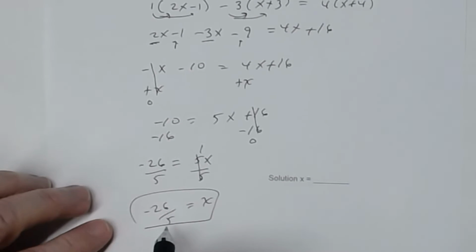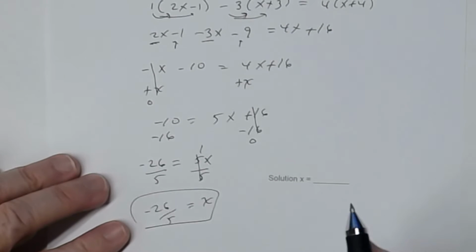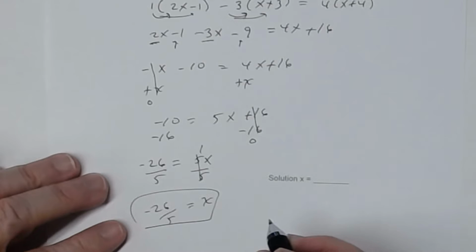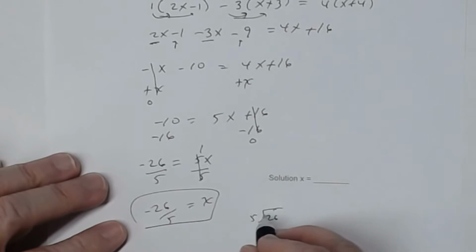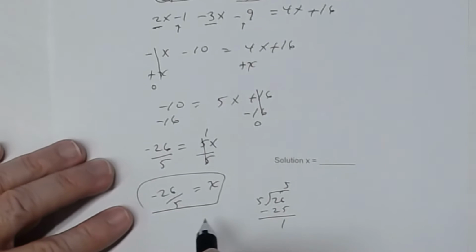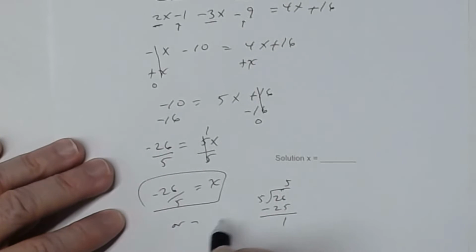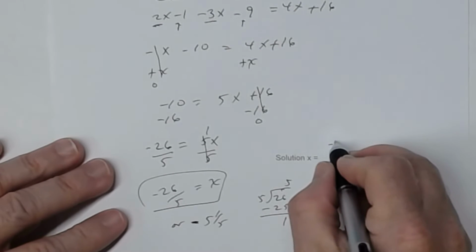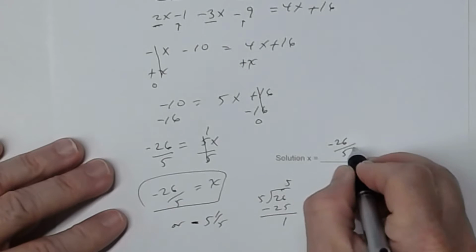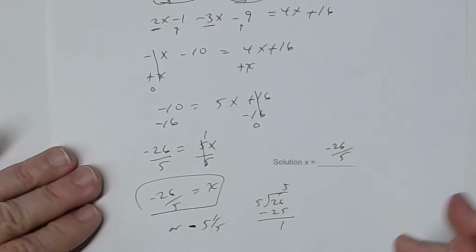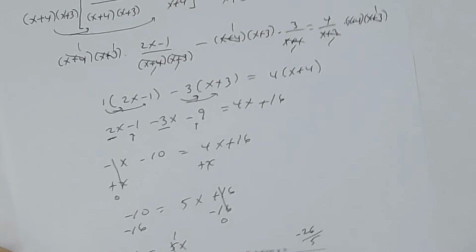Now, notice this is an improper fraction. So if you wanted to, you could have written it as a mixed number. So 5 into 26. 5 goes into 26 5 times. 5 times 5 is 25. Subtract, you get a remainder of 1. So you could have written it as negative 5 and 1/5. Okay? But most students will leave it as an improper fraction. Just make sure it's reduced, and it is. And that's it. So that is the work you had to show.